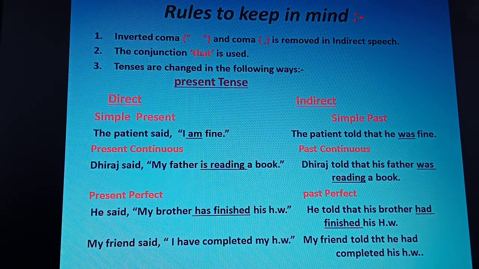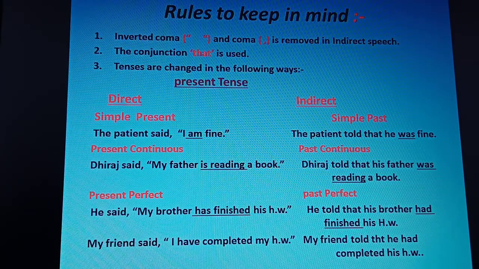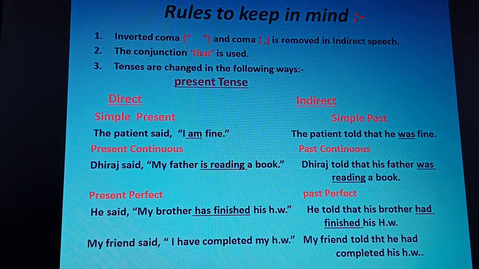He was fine. Suppose second example I say, my friend said, "I am hungry." Said is comma and inverted comma, I am hungry. Indirect speech would be simple past. My friend told that he was hungry. Clear? Comma is removed, inverted comma is removed. That conjunction "that" is used. Clear? And the tense, simple present changes into simple past.